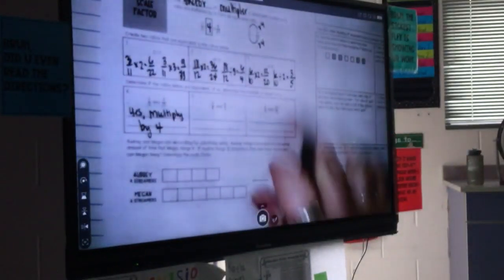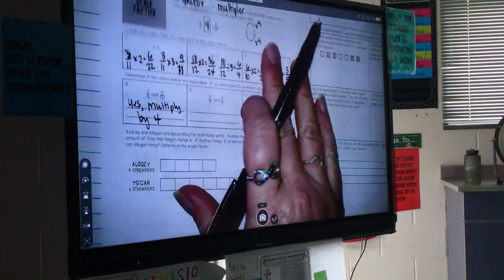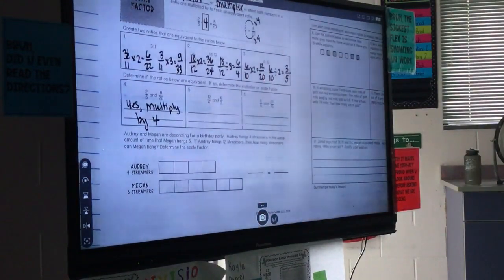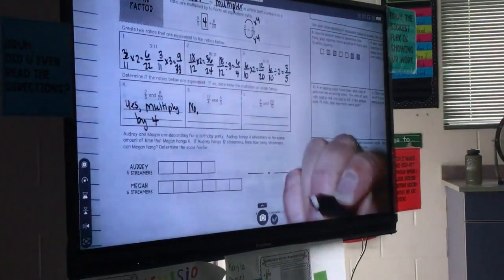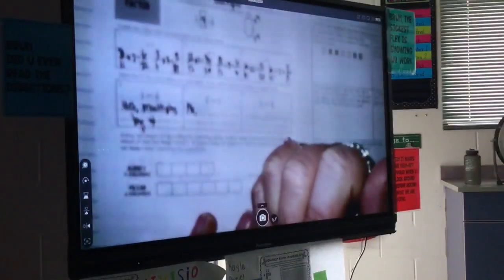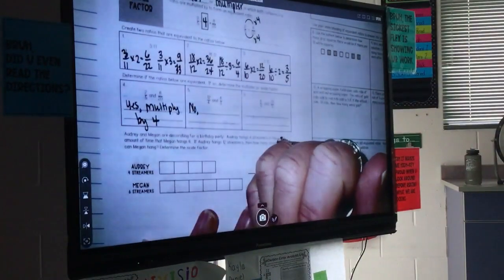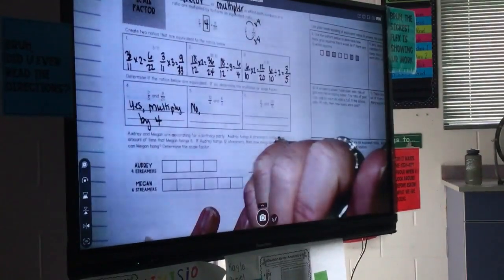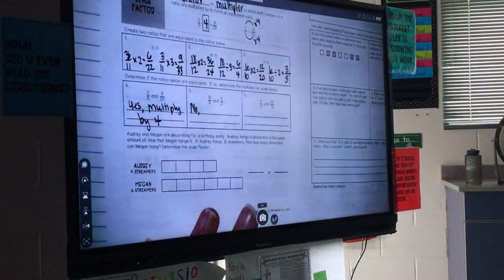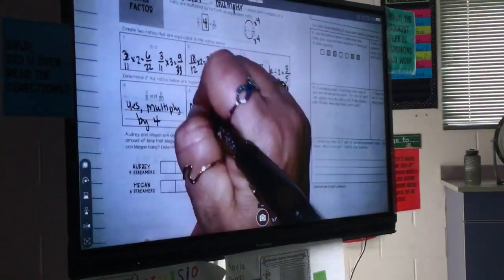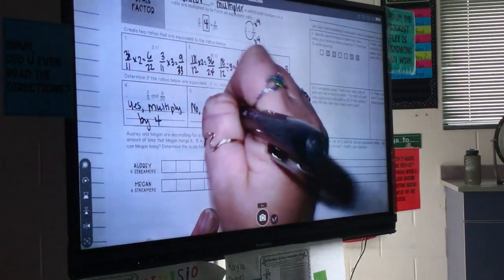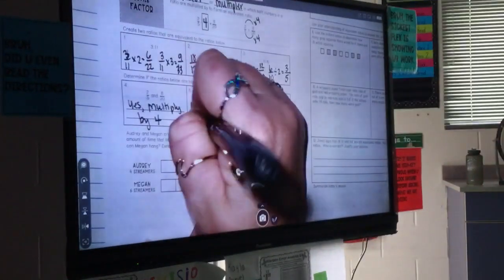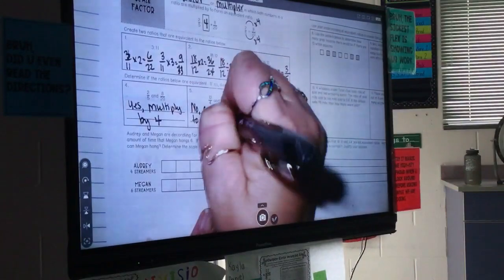All right, the next one, 12 to 4 and 6 to 3. Yes or no, and why? What do you think? Travis? No. Okay, and why not? Because if we did 12 divided by 2, which equals 6, but 4 divided by 2 does not equal 3, it equals 2. Okay, so there's no way that you can multiply or divide this to make it equal. All right.